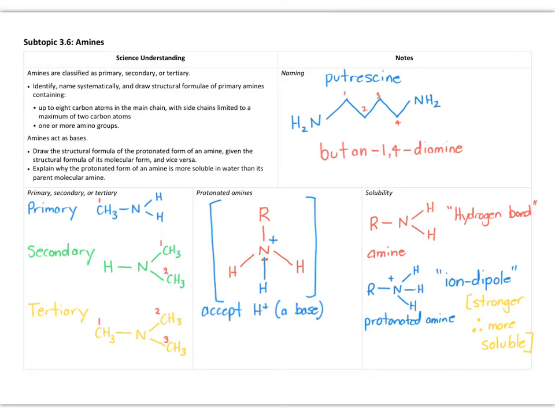Why is that important? Well, again, it's about solubility. The amine form here can hydrogen bond with water, so it's reasonably soluble, but the protonated amine form can form ion dipole interactions with water, which are even stronger. Therefore, that makes it more soluble. There are a number of drugs that contain amine groups that often are given to us as treatment in the protonated form. Because they'll be more soluble, our body will absorb them much quicker. They'll get into our bloodstream and do their job as a drug much quicker.